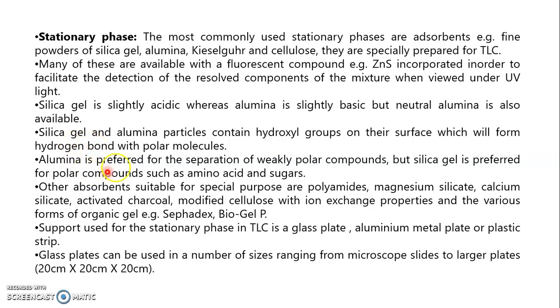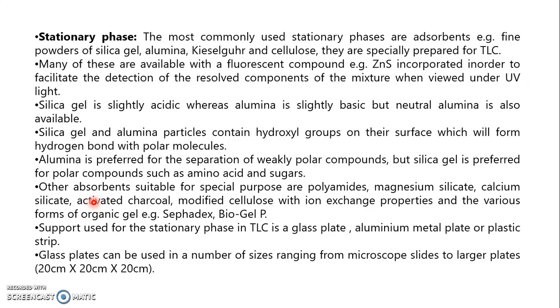Why are they used as adsorbing materials in separation techniques? The silica gel and alumina particles contain hydroxyl groups, that is OH groups, on their surface. These OH groups can easily form hydrogen bonds with polar molecules such as organic compounds. So the polar compounds can easily form hydrogen bonds with the adsorbing material, and depending on the strength of the hydrogen bond, we can have the separation done.